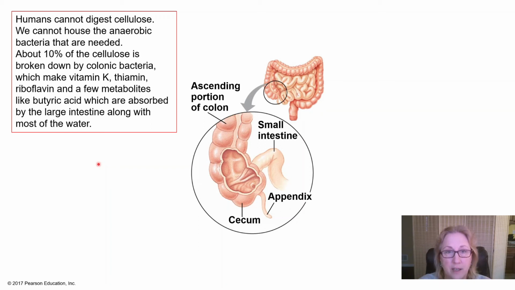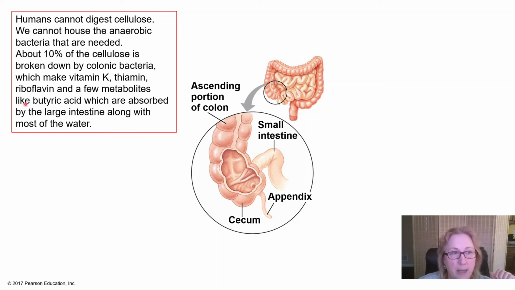All of the fermenting organisms, all of the ruminants, and most of the cecum fermenting mammals have bacteria in their cecum or in their rumen that make vitamin B12. We don't. We make zero B12 in our intestines.